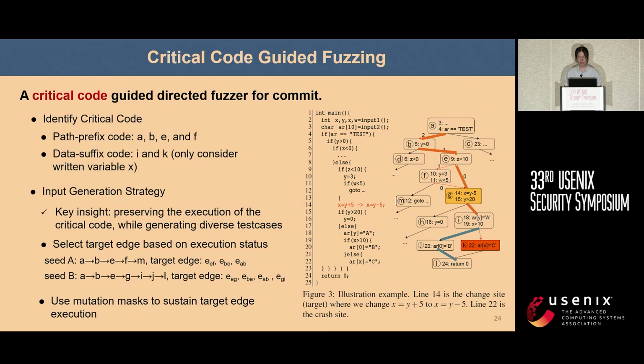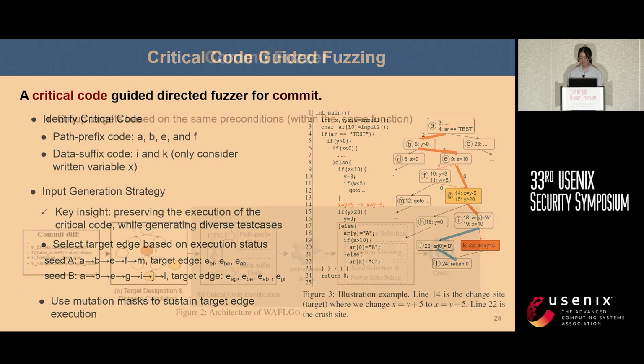To preserve the execution specifically, we will generate a mutation mask for each seed. The mask will instruct the fuzzer to mutate those input bytes that will not deviate from the target and to sustain target edge execution. This is the key insight and design of our work. The new input generation strategy deals with challenge 1, to help mutate a seed to quickly reach the target, and also helps to generate more diverse test cases to thoroughly test affected code after reaching the target, with the path prefix code and the data surface code.